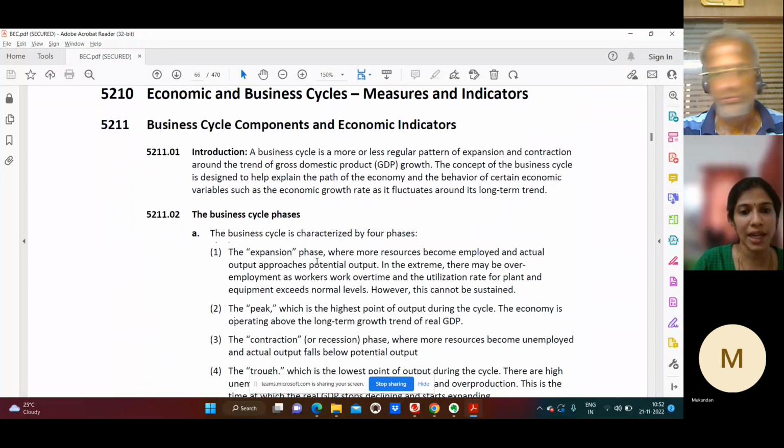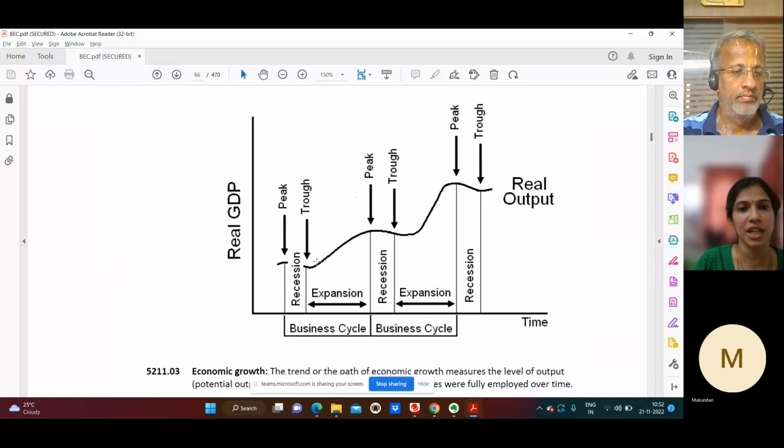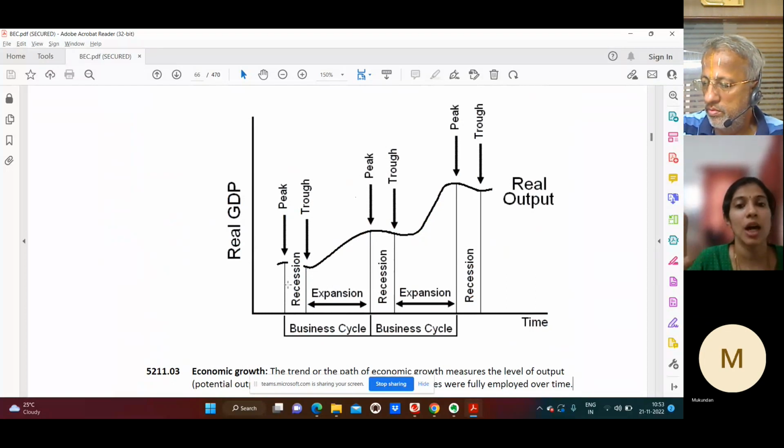If you look at the graphical representation of a business cycle, what is a business cycle? You have the expansion stage, you start and then you expand, then you arrive at a peak. Peak is the point at which your business is at its maximum potential.